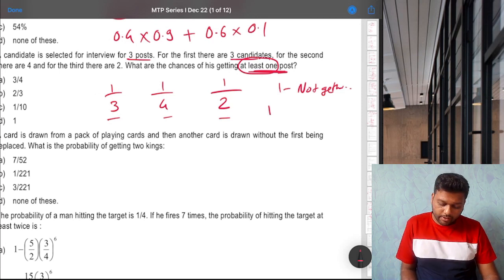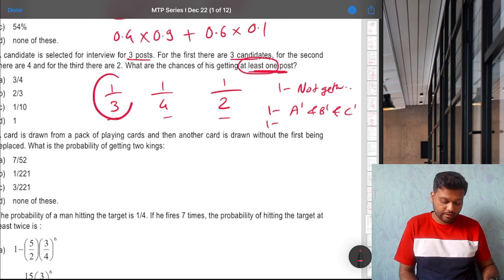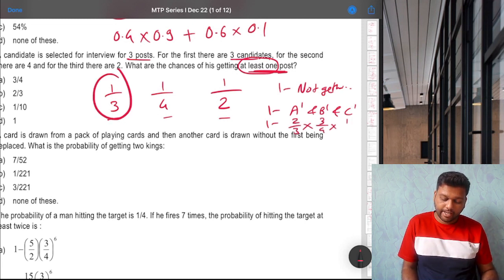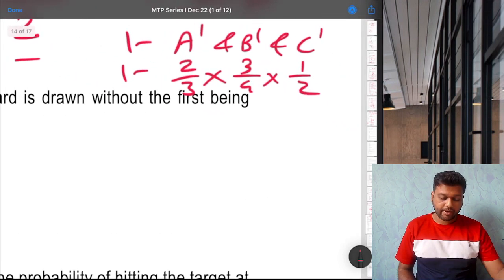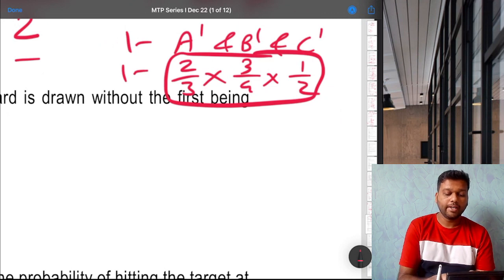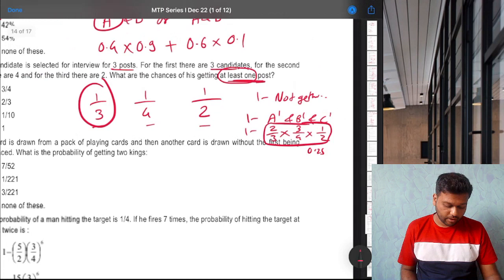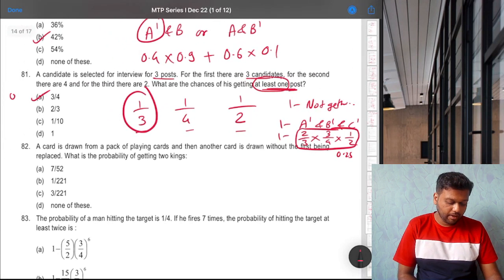Okay. 1 minus not getting anything means what? 1 minus A dash and B dash and C dash. So that will be 1 minus 1 by 3 is A, right? So A dash will be 2 by 3 and B dash will be 3 by 4 and C dash will be 1 by 2. Okay, again you have a calculator, so do it on the calculator only. 2 by 3 into 3 by 4 into 1 by 2. Okay, 0.249999 or 0.25. Right, so 1 minus 0.25 is what? 0.75. That is 3 by 4 is the correct answer.